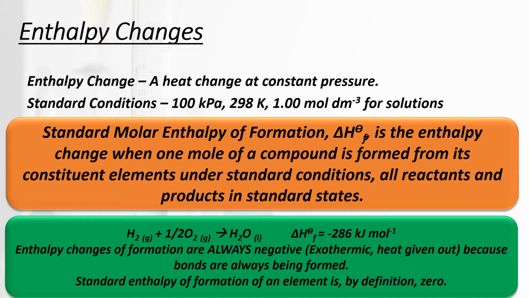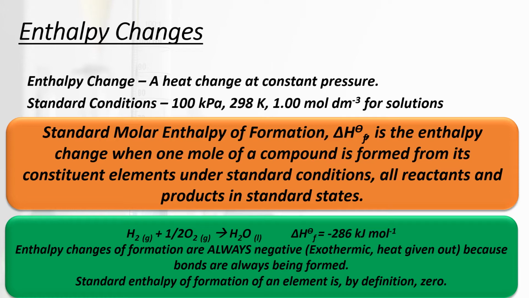We have the standard molar enthalpy of formation, delta HF. That symbol there that looks a bit like a tube sign, it's called a plimsoll symbol. It's superscript, goes sort of to the top of the H. That's just representing the standard conditions, and it's F for formation, so delta HF standard. And this is the enthalpy change when 1 mole of a compound is formed from its constituent elements under standard conditions, or reactants and products in the standard states.